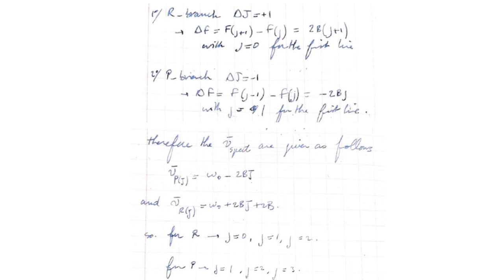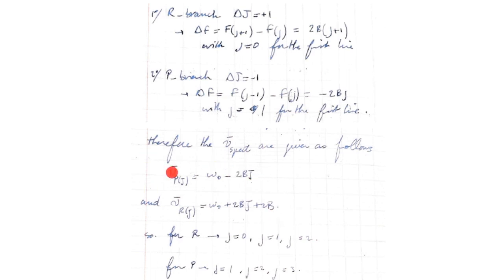For the P band, delta J is minus 1, so it's F(J minus 1) minus F(J), or F(J) to F(J minus 1) in absorption, which is equal to minus 2BJ. You must also know that the first transition that could happen for the P branch starts from J equal 1 and goes to J prime equal 0, as you have seen in the course.